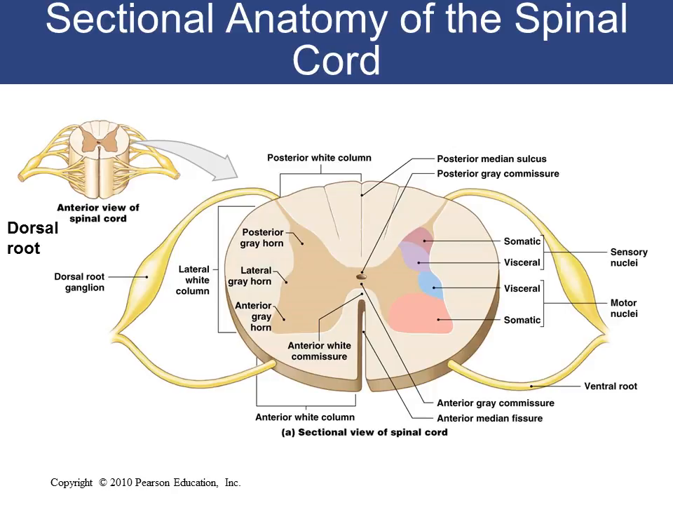This section of the spinal cord segment is associated with a pair of ganglia called the dorsal root ganglion. So this is the dorsal root ganglion, and dorsal root ganglia are located just outside the spinal cord, and they contain cell bodies of the sensory neurons.